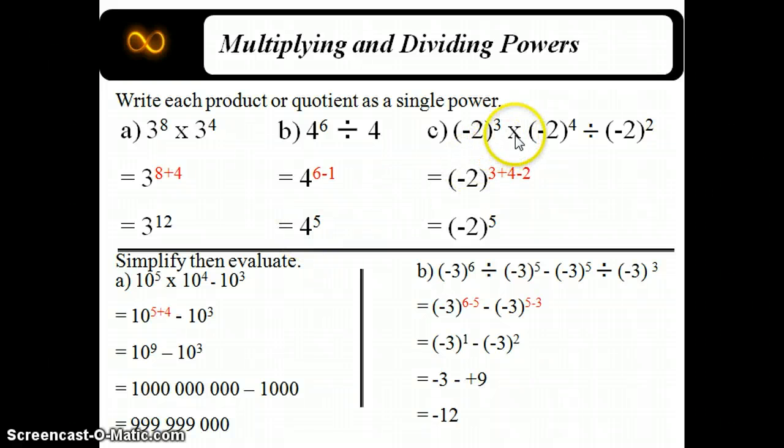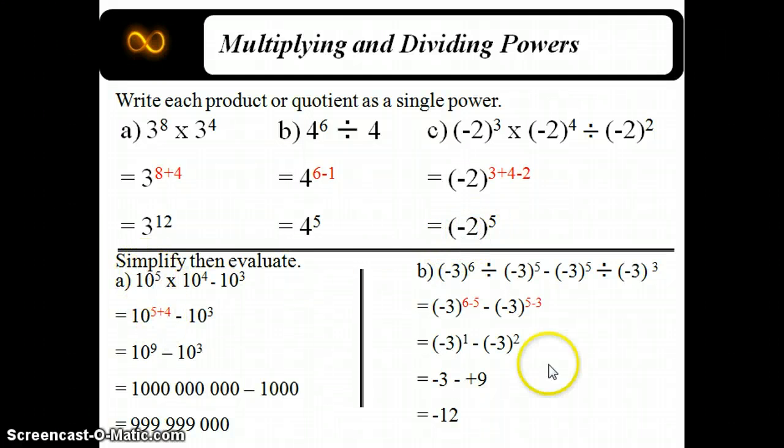And then our last question, we have a multiplication question and a division question. The bases are all negative 2. So when the bases are the same, I can add the exponents, 3 plus 4. And when the bases are the same, I can subtract the exponents. So 3 plus 4 minus 2, which gives me negative 2 in brackets to the power of 5. When I'm leaving this in exponential form, I'm going to leave the brackets every time I can. Whenever you can leave the brackets, you probably should.